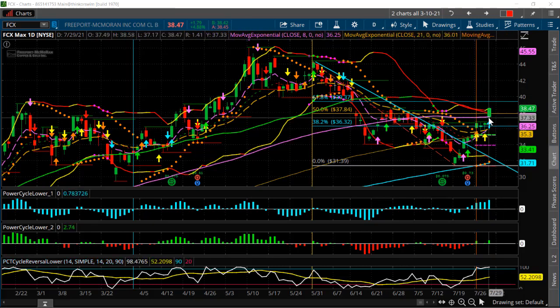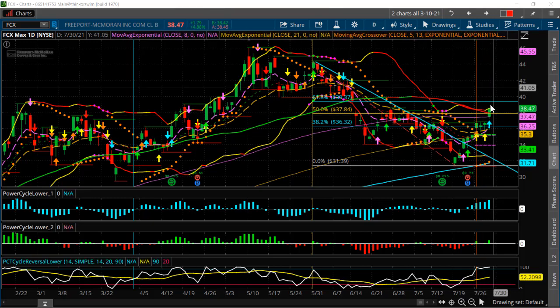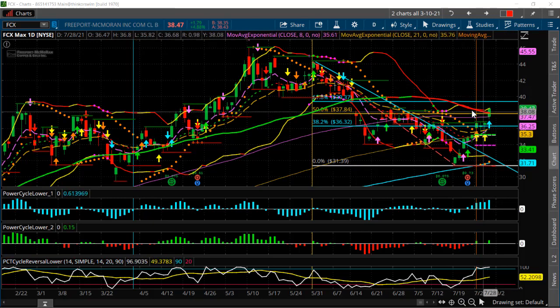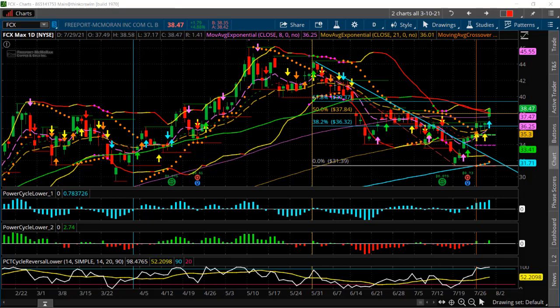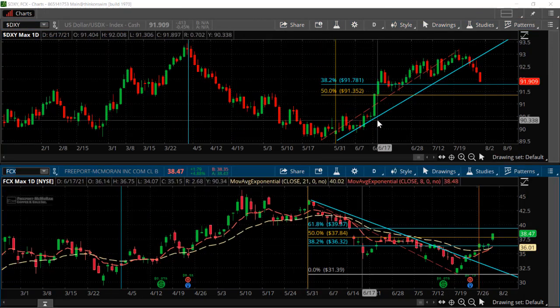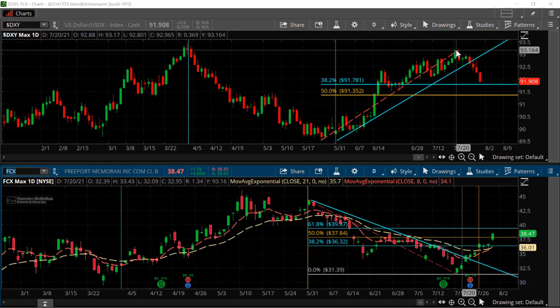But the other big part of this trade that gives a great catalyst is the US dollar. So let's take a look at that, and then I'll show you the option trade that we did to take advantage of this potential move to the upside, and also the potential that if it does churn sideways, we'll get kind of paid while we wait. So let's take a look at the relationship that the dollar has to this Freeport, and then we'll look at the trade.